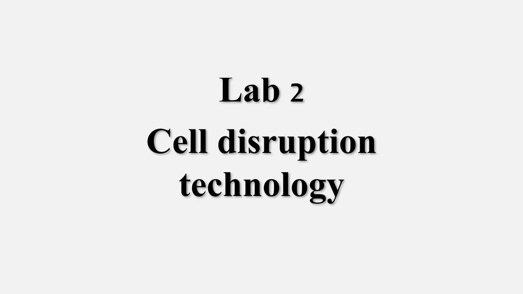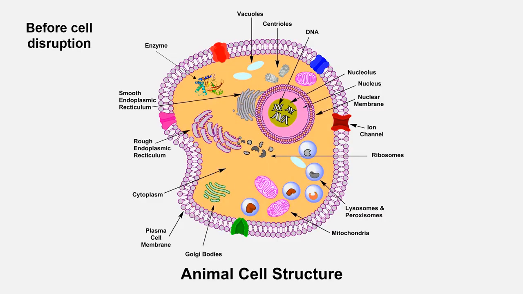Today we're going to talk about the second lab for biotechnology, which is cell disruption technology or cell opening. Also it's called cell lysis. Alright, before we start this lab, just a quick recall about the information that we took from the first lab.